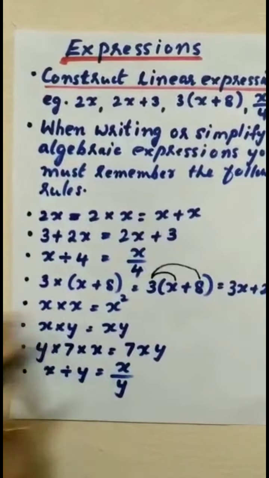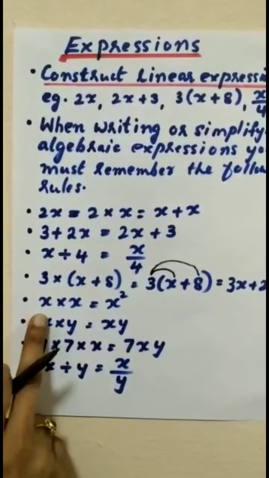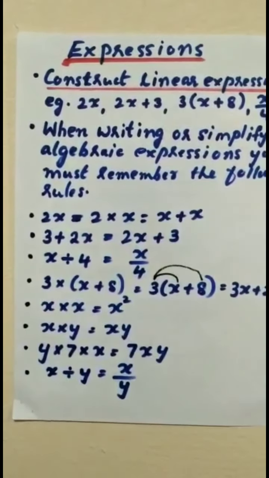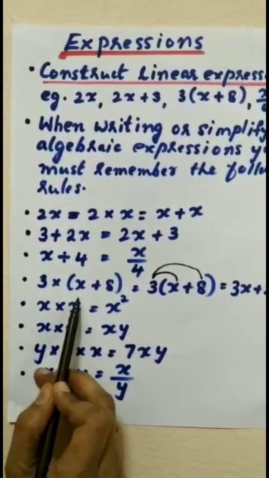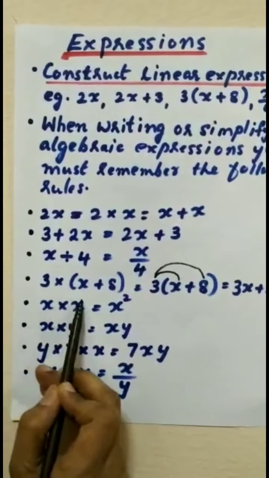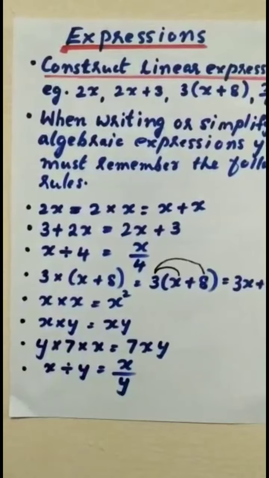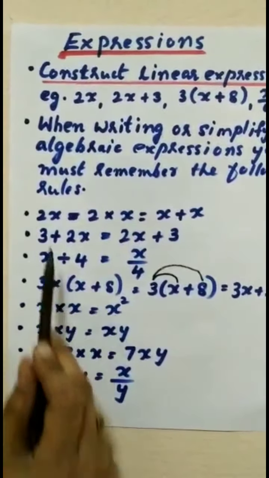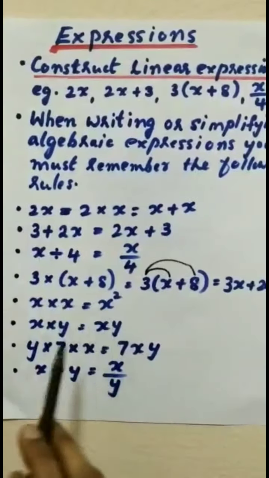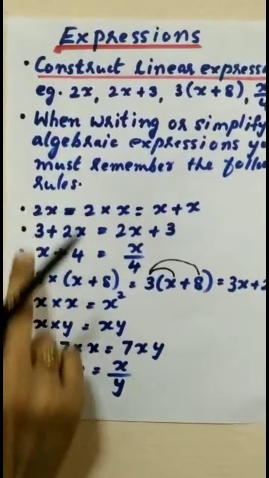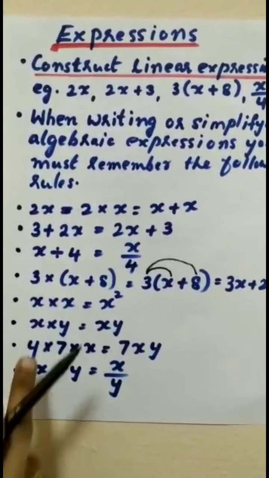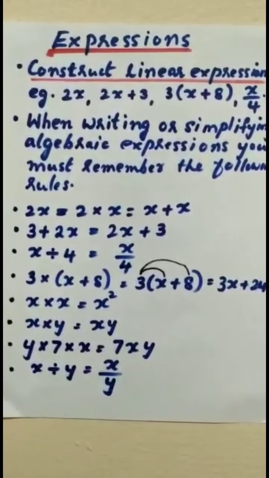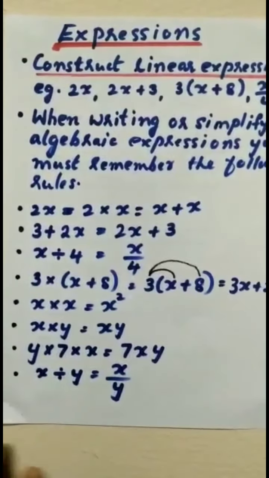Next example, x multiply x. When we multiply the same variables, we should add the power. Power here, with no number, means 1. Here also 1. So 1 plus 1, we add the powers, it becomes x square. While adding, as I told you, x plus x is 2x, but x into x is x square. This is a common mistake most children make, so you have to understand these two differences. x into y, two different variables, x into y is xy only. Don't write 2xy. This is also a common mistake.